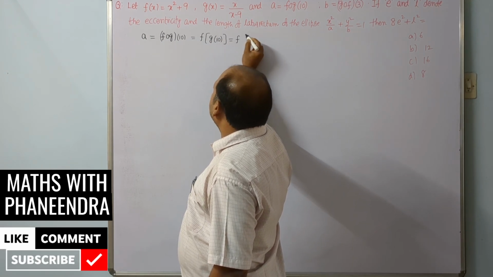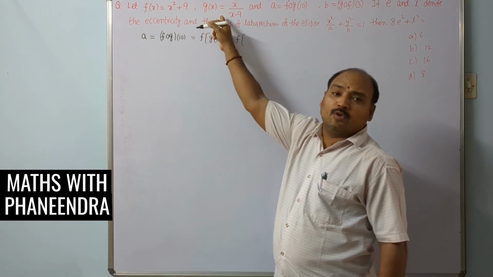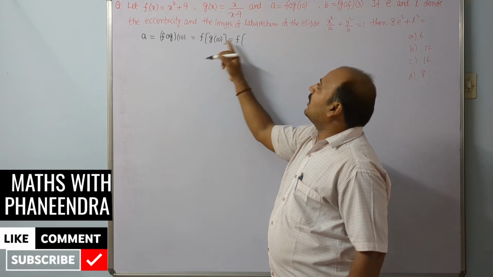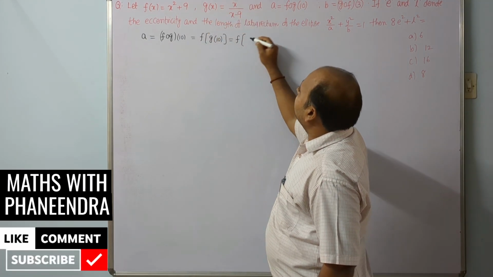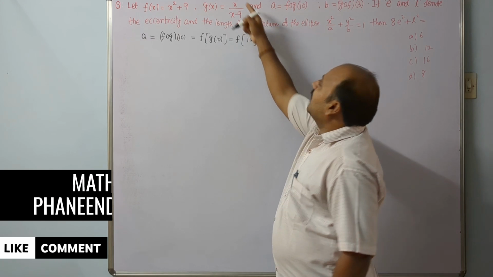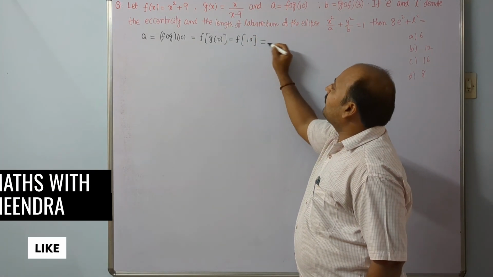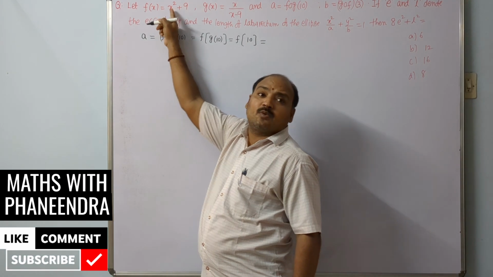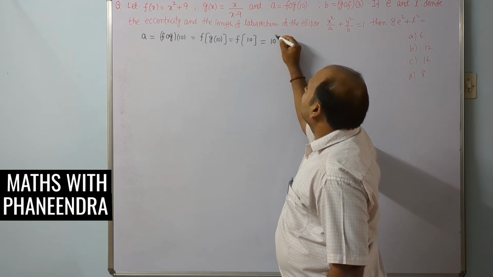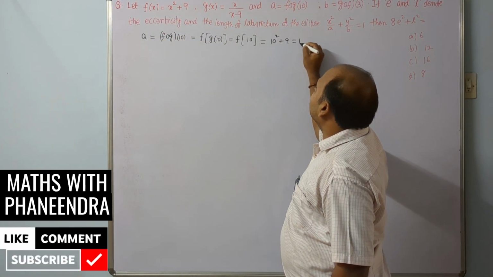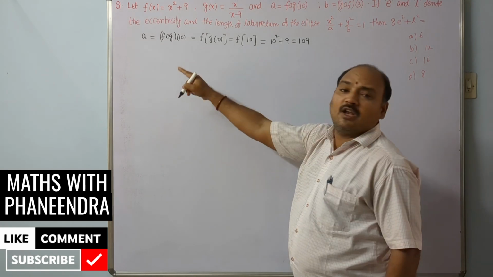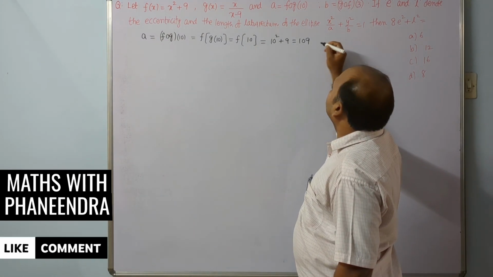So f of g of 10: we know g(x), wherever x is there, replace it with 10. 10 by 10 minus 9. 10 minus 9 is 1. So 10 by 1 is 10. Then f of 10, x is equal to 10, substitute: 10 square plus 9. So 100 plus 9, 109. So the value of a is equal to 109.